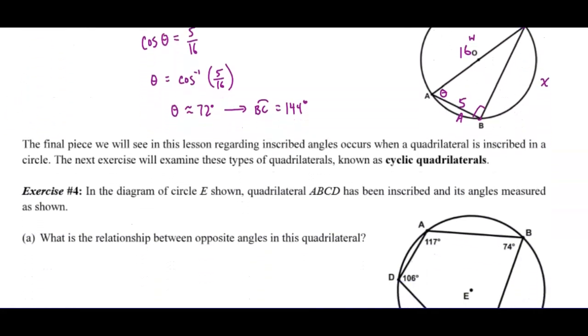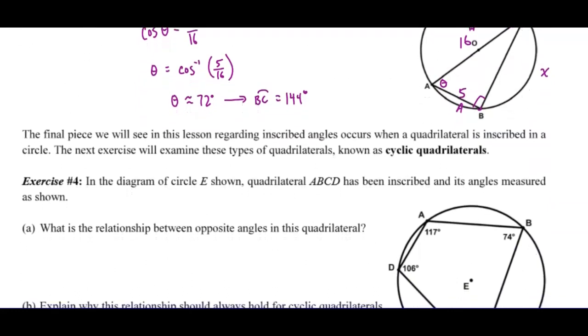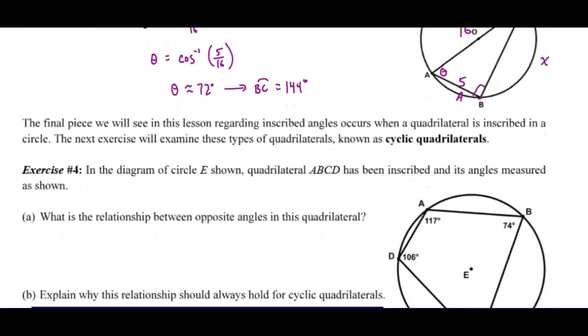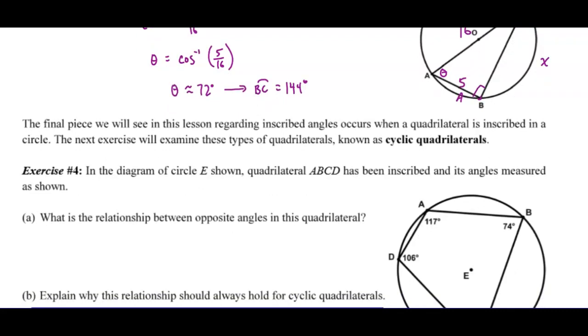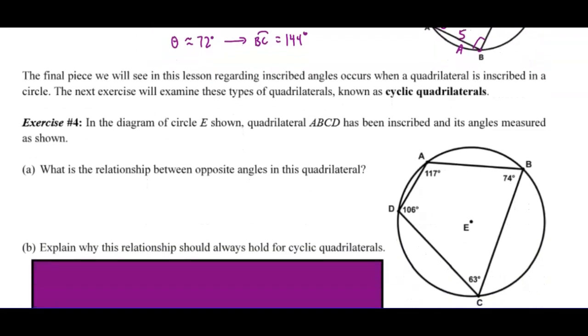All right, final piece we'll see in this lesson, talking about inscribed angles occurring within a quadrilateral. So if a quadrilateral is inscribed in a circle, what that means is all the vertices of that quadrilateral are touching the circle's edge. That's what it means to be inscribed. So if that happens, it's called a cyclic quadrilateral. Cyclic is that term. And so in this situation, in exercise 4, circle E, center point E, quadrilateral ABCD has been inscribed, so all 4 corners are touching the circle's edge, and the angles are listed as shown.